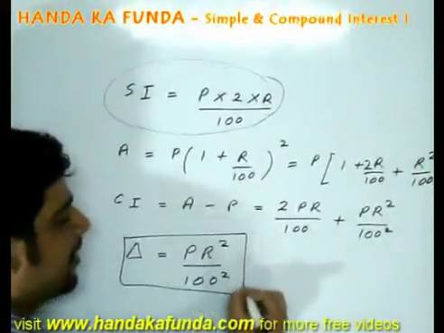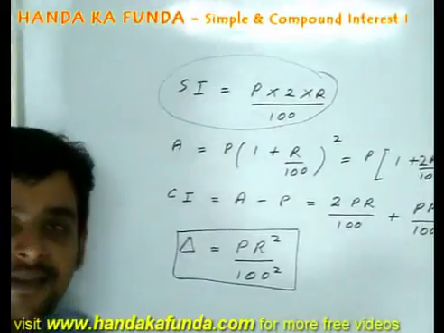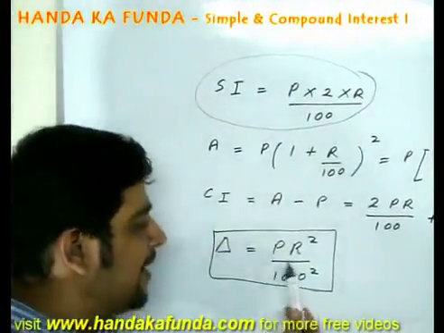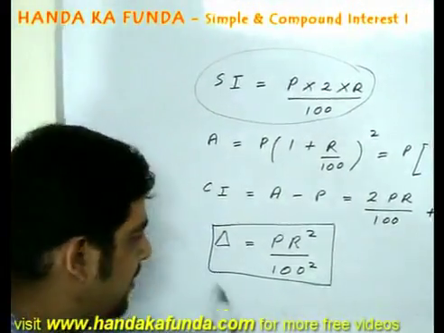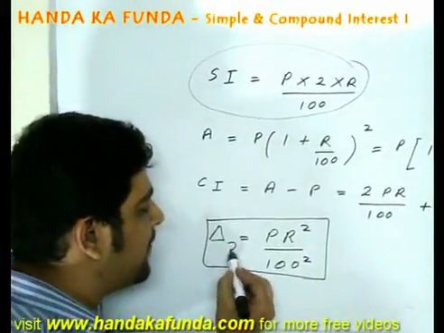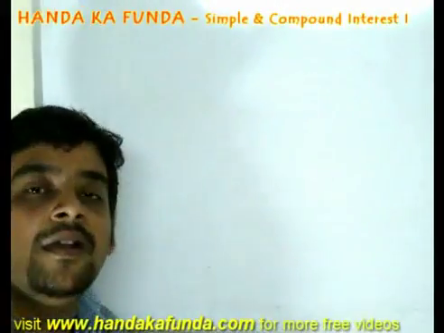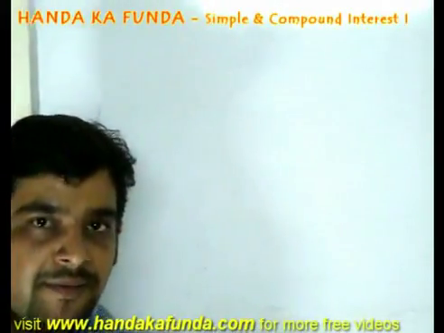You can use this formula directly when required. The restriction being the principal and the rate should be the same, and this figure gives me the difference after 2 years. Let us look at a few examples.